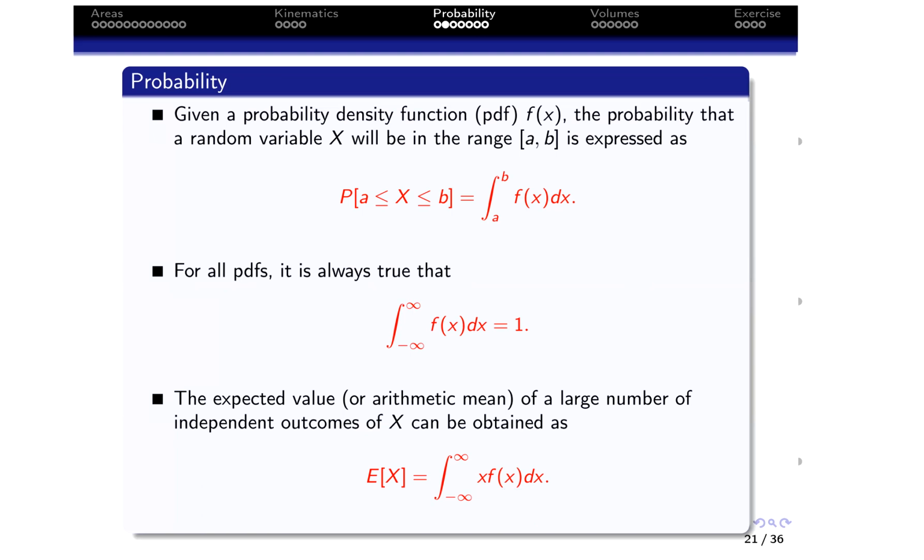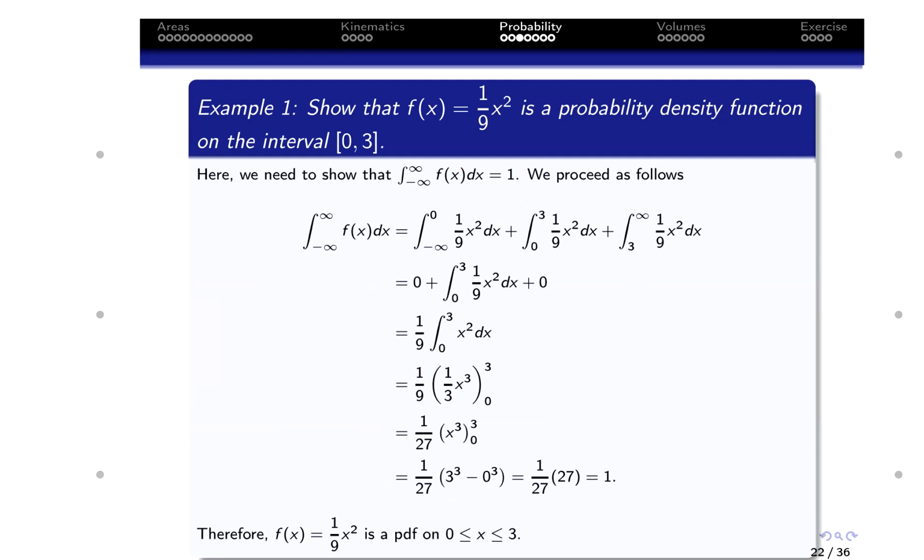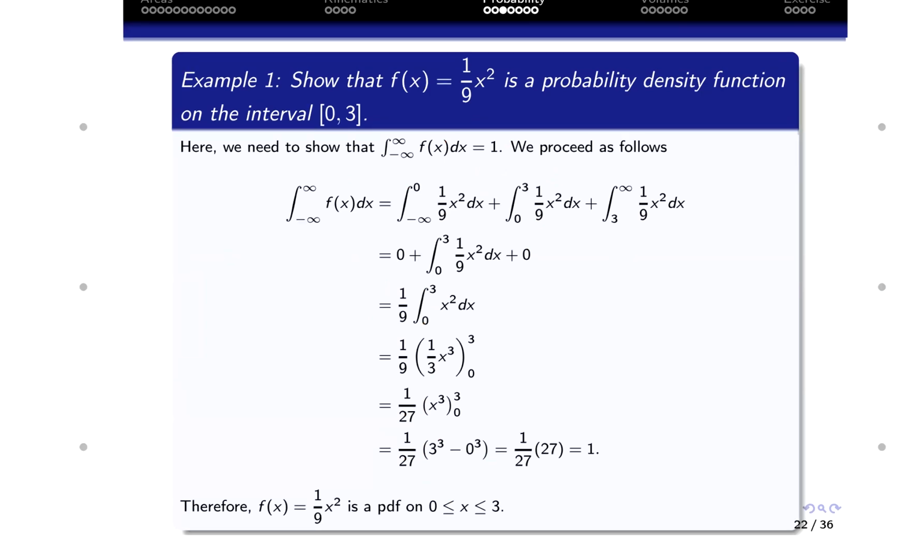For instance, look at this first one. Show that f of x equals 1 over 9 x squared is a probability density function on the interval 0 to 3. How do you know that something is a probability density function? It has to fulfill the rule that the summation over all possibilities is equal to 1.